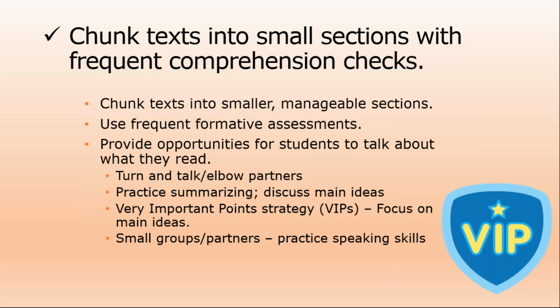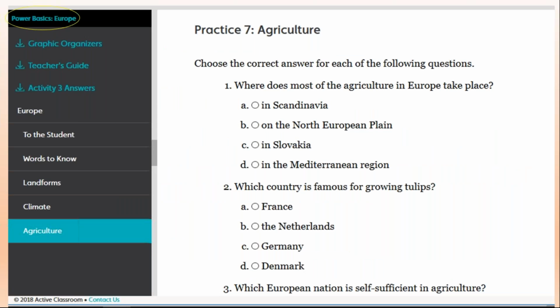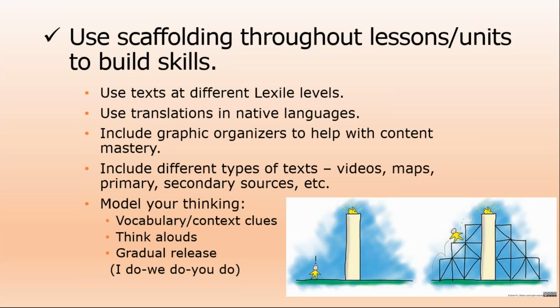So what it looks like, some examples, an active classroom. This is the Power Basics Europe. Frequent comprehension checks are built into the small passages. So especially in these series like short text or Power Basics, the readings are chunked into small pieces with frequent comprehension checks that are a variety of question types.